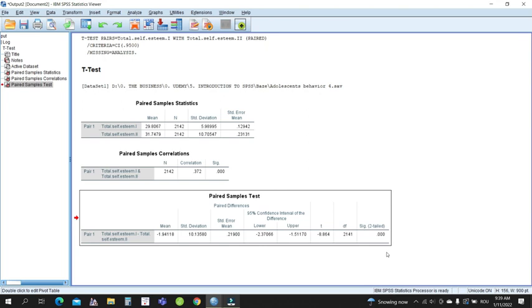So, briefly, these were the main procedures involved when comparing 2 repeated measures using the repeated measures t-test in SPSS.